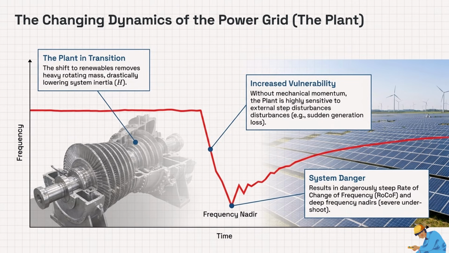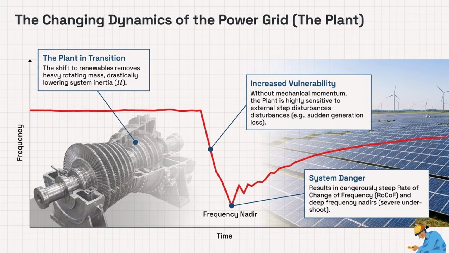Traditional power plants use massive, heavy, rotating turbines. These turbines provide physical inertia, which acts like a giant flywheel, stabilizing the grid frequency. When we replace them with solar panels and wind turbines, we remove that heavy rotating mass. We lose system inertia, denoted as H. The result: the plant becomes highly vulnerable to sudden disturbances, like a generator tripping off, which acts as a step disturbance.